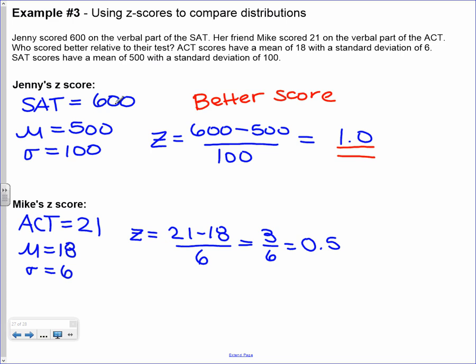She got a score of 600 on the SAT. The SAT has a mean and standard deviation of 500 and 100. So her z-score is 1. That means she scored 1 standard deviation above the mean. For Mike's z-score, he got a 21 on the ACT. There was a mean of 18 and a standard deviation of 6 on the ACT. So his z-score equaled 0.5. So he was 0.5 standard deviations above the mean. So you can see that one standard deviation is farther away than half of a standard deviation. In this case, a larger z-score is better because that means you scored higher, right? So that would mean that Jenny had the better score.